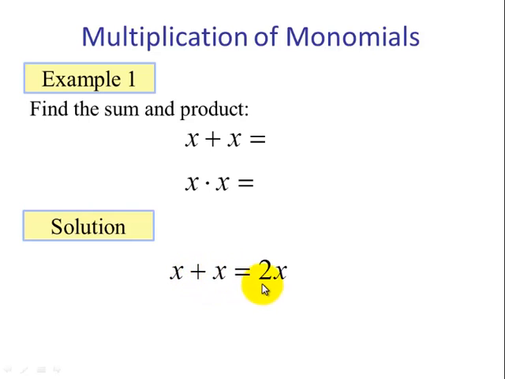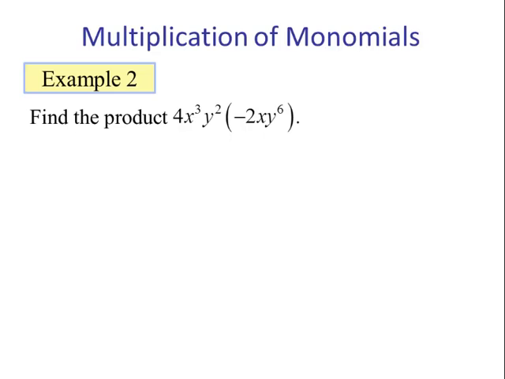x plus x is 2x. We add the coefficients together and we bring the x along. If we do x times x, we multiply the coefficients. 1 times 1 is 1, but we also have to add the exponents. So when we see an x, this is understood to have an exponent of 1, and 1 plus 1 is 2. Let's do another example.